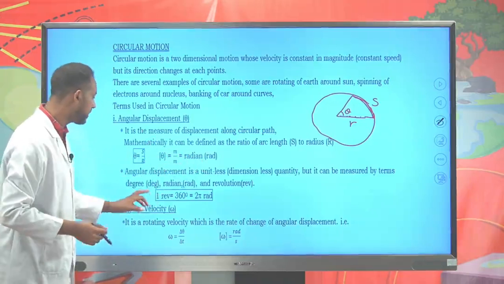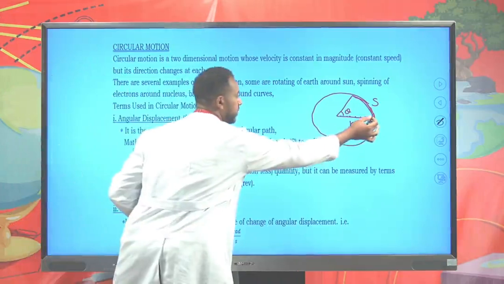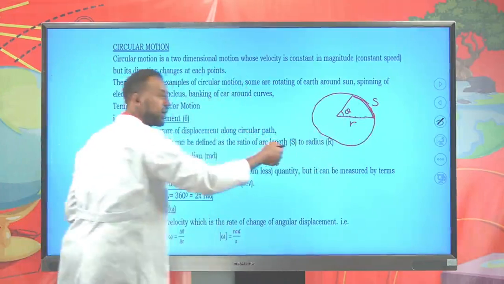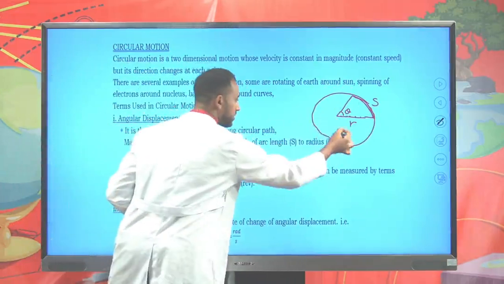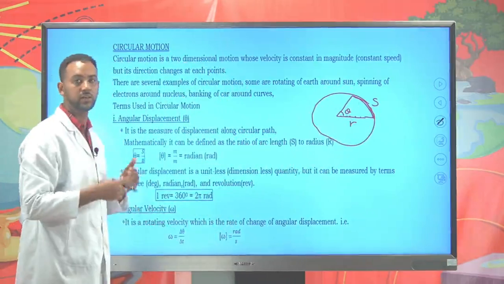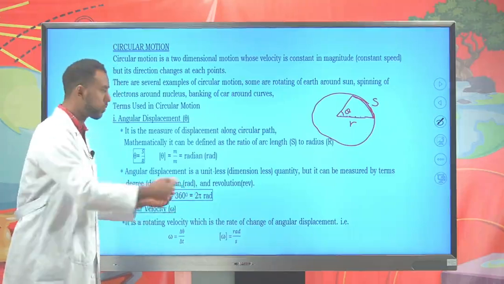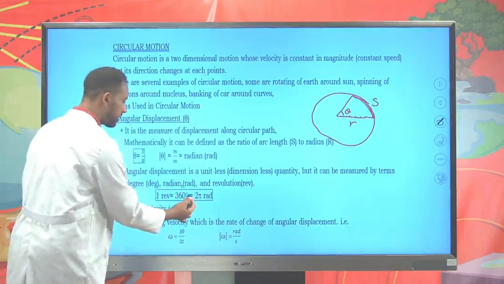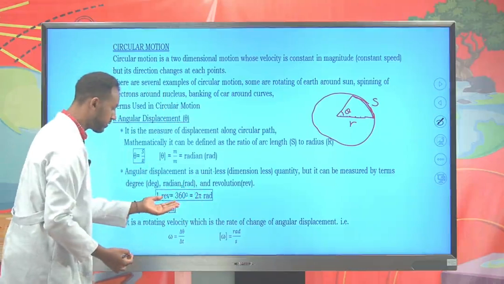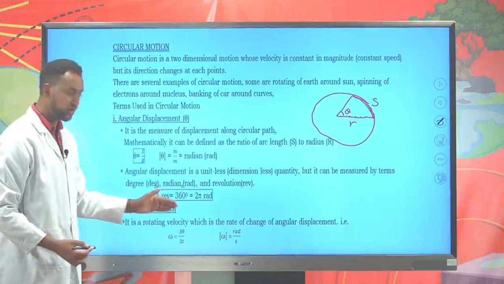1 rad has a relation with revolution. Suppose the particle is moving from this and reaches here, it makes one complete revolution. In degrees, it's possible to say 360 degrees. And in radians, it's possible to express it as 2 pi rad for one complete revolution. So the relation between revolution, degree, and rad can be given as 1 revolution equals 360 degrees equals 2 pi rad.